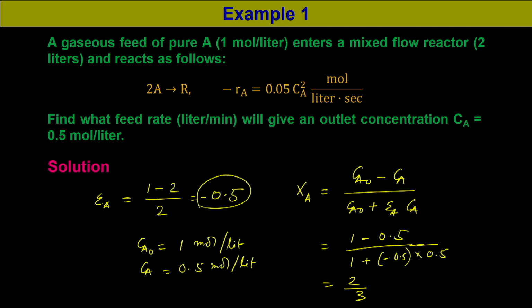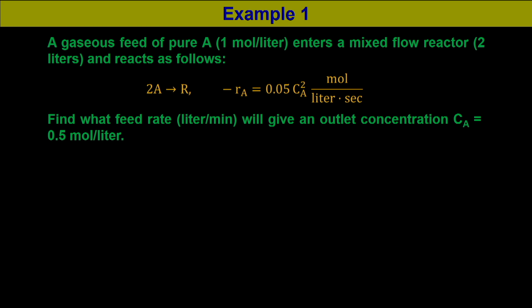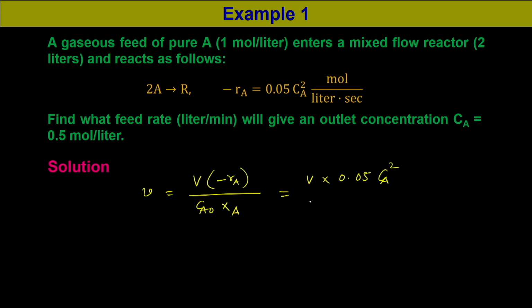So, we have calculated X A, and now if we use the design equation for the CSTR, we can write the volumetric flow rate or the feed rate v would be capital V, the volume, into minus r A divided by C A naught into X A. Now, if we substitute the rate equation which is given over here, it is equal to V into 0.05 C A square divided by C A naught into X A.